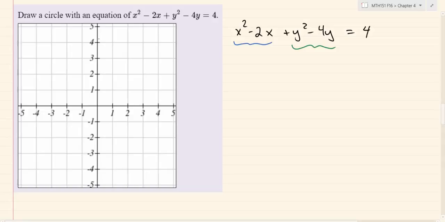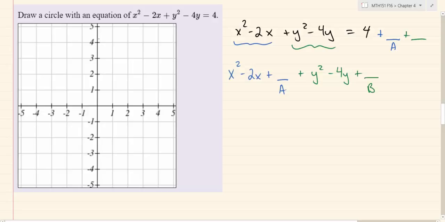So let's do that. We're going to say x² − 2x + blank. And if we add a blank on the left, we also have to add a blank on the right. I'm going to call this blank A. And then we go to the green part, and we'll say y² − 4y + blank, and we'll call that blank B. So we'll put a B right there on the right-hand side. So a 1 goes in here for A, and a 1 also goes in that A over there. A 1 on the left and a 1 on the right. So a 4 goes on the right and on the left.